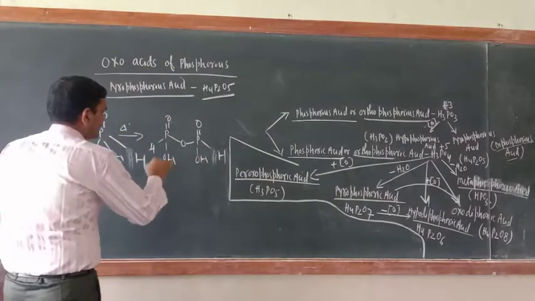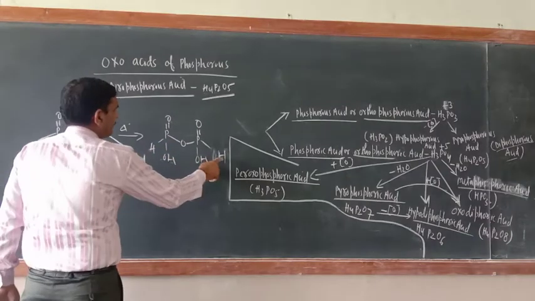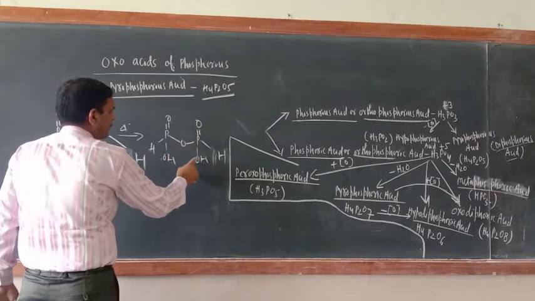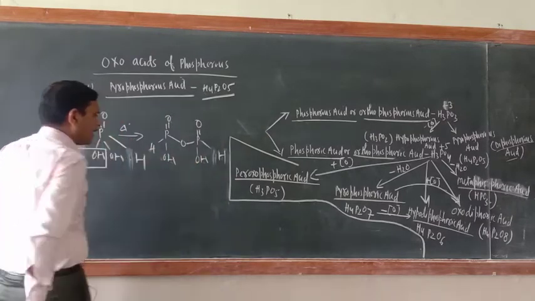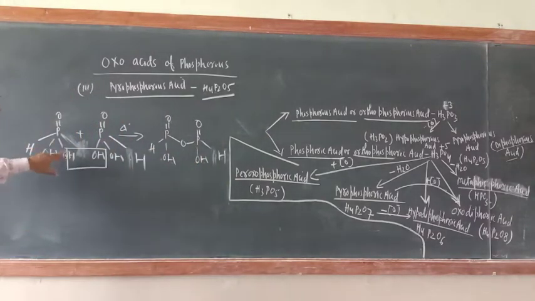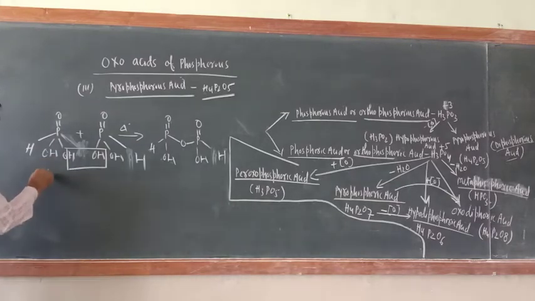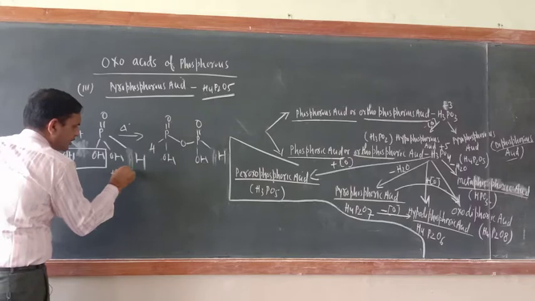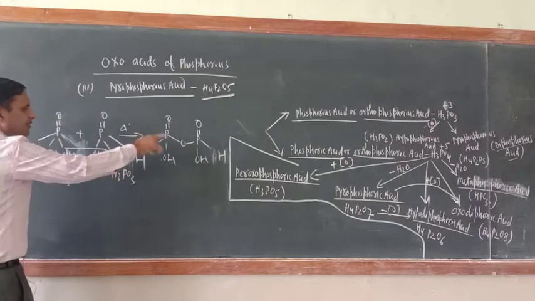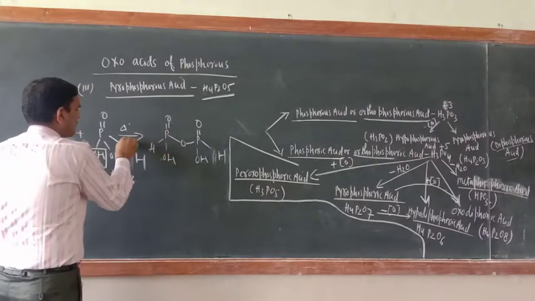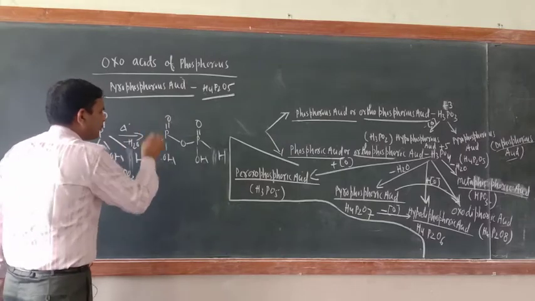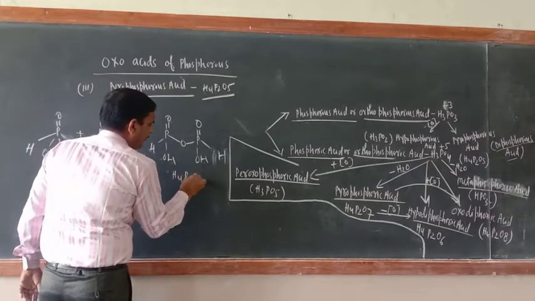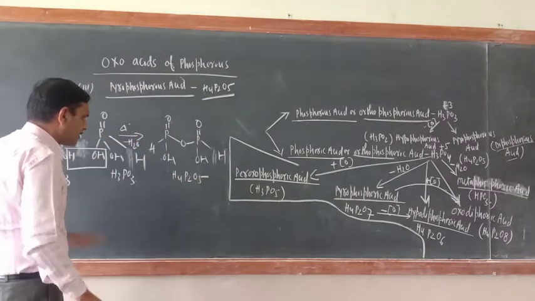Okay, so now check this one. 1, 2, 3, 4 hydrogen, 2 phosphorus, 1, 2, 3, 4, 5 oxygen. Correct or not? So from 2 molecules of H3PO3, this is also H3PO3, just remove 1 molecule of water, minus H2O. Then you will get this one, H4P2O5. Okay, see their oxidation state.